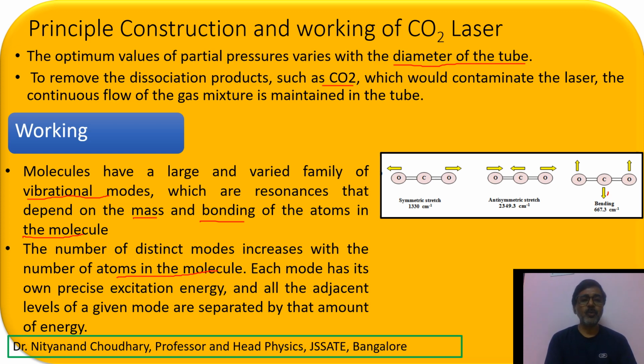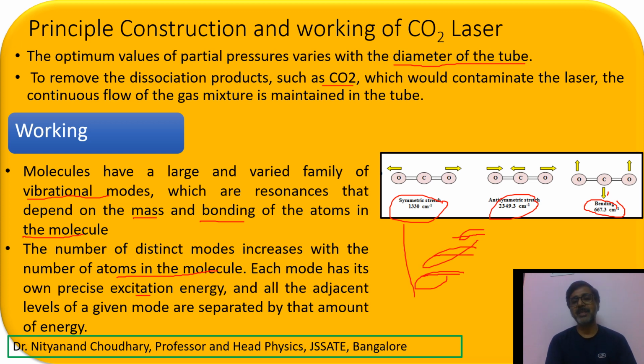Each mode has its own precise excitation energy. As I'm mentioning here, each mode will have a precise value of energy, and the value of the energy is written there, and all the adjacent levels of a given mode are separated by that amount of energy. So if the carbon dioxide is excited, it will be in 3 energy states: 1, 2 and 3. One mode is over here, another mode is over here, and the third mode is over here.